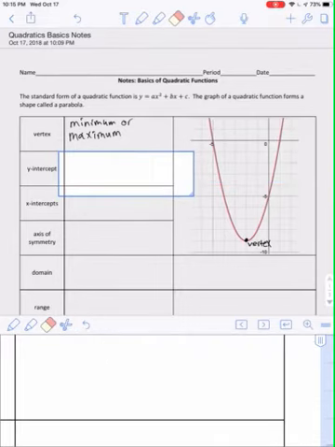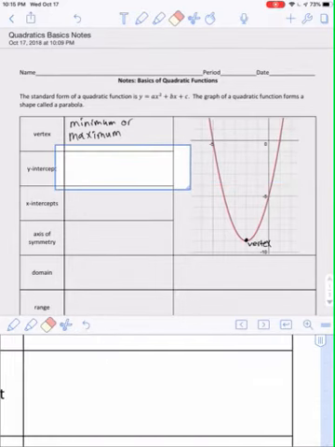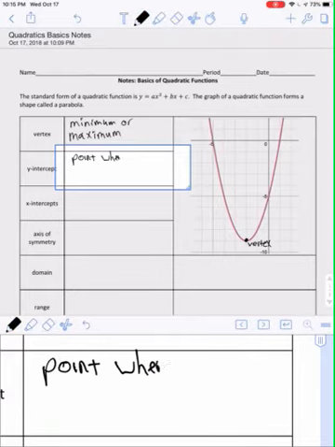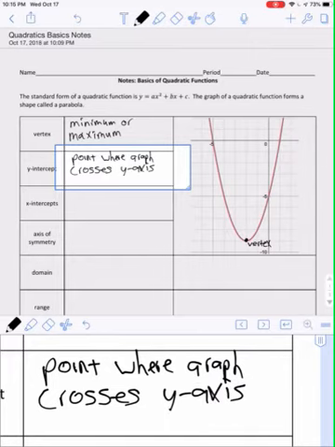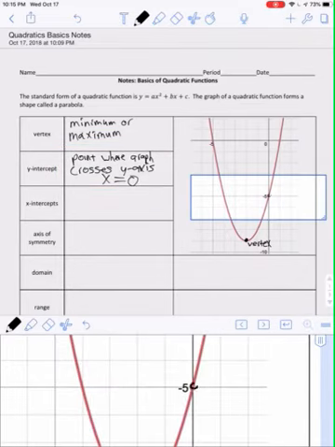The y-intercept is the point where the graph crosses the y-axis. And what's important to know about a y-intercept, and this is true for any function, is that if it's crossing the y-axis, then that means x is equal to 0. So over here we have a y-intercept at y equals -5.